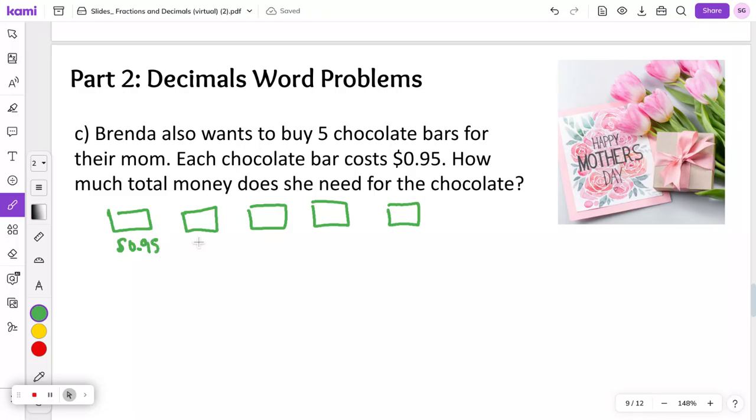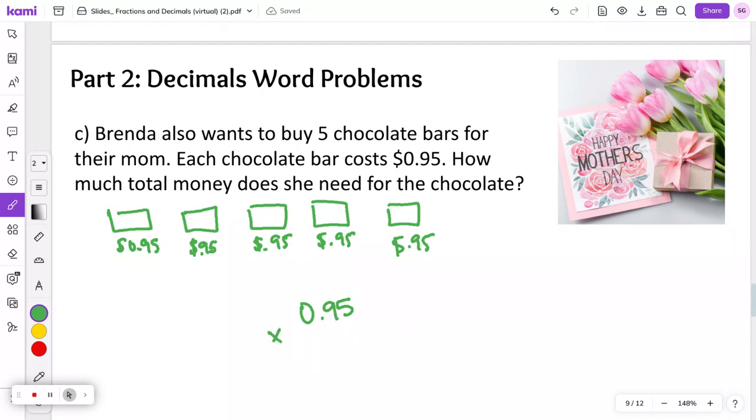It kind of makes me think of what we had talked about earlier with the fraction problems. You could do 95 cents plus 95 cents plus 95 cents and use addition to help you figure this out. Or the way I want to do it, I know each chocolate bar costs 95 cents and we're buying 5. So we can take that price and multiply it by 5.